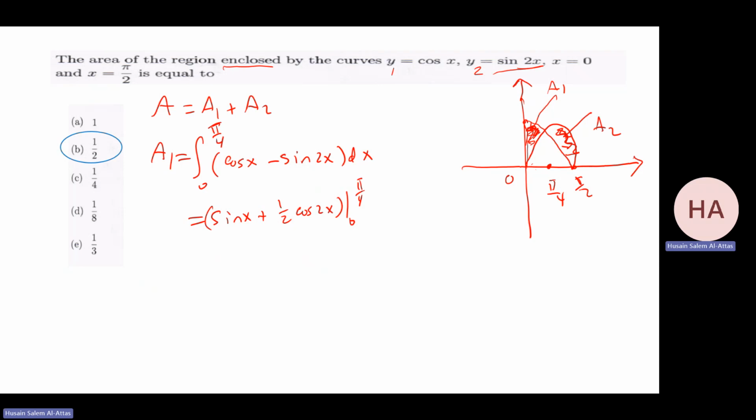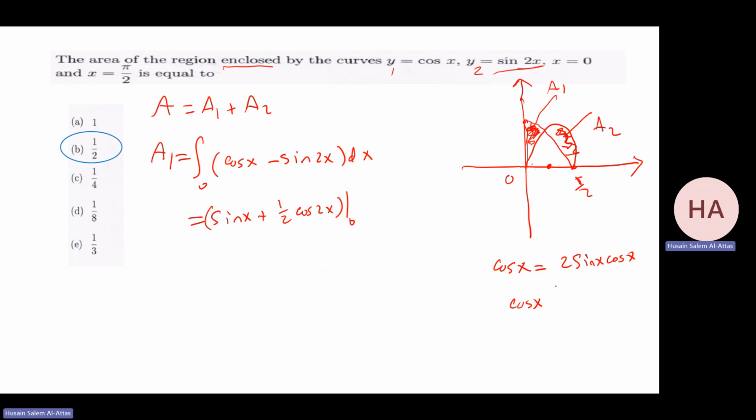Actually, you can check when they intersect. Sine 2x is 2 sine x cosine x, so I can take cosine x as a common factor. I have 2 sine x minus 1 equal. So this is not pi over 4. Sorry, this is not pi over 4. Let me check the point of intersection. Sorry for that, I need to check the point of intersection.